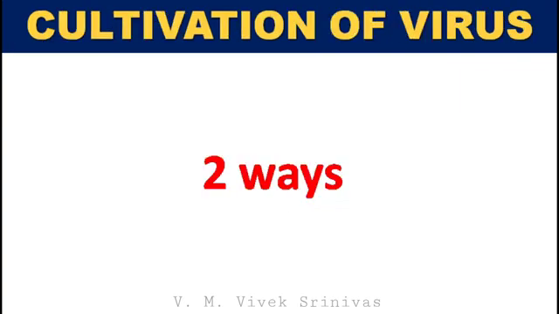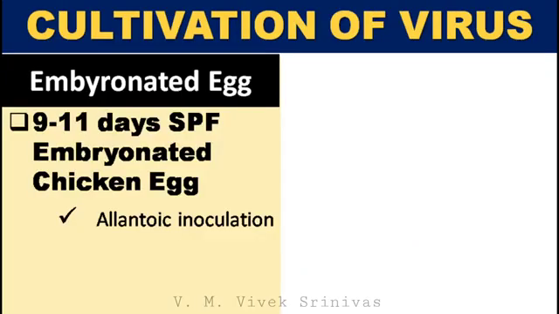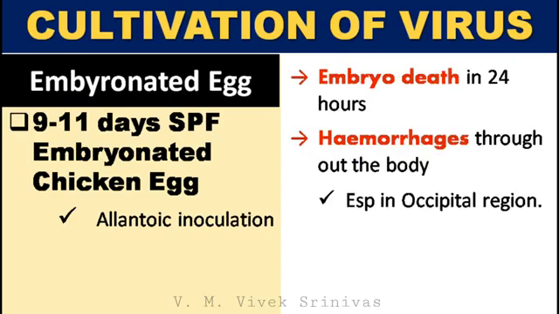This virus can be cultivated or isolated in the lab in 2 ways. Number 1. Embryonated egg inoculation. 9 to 11 day old specific pathogen-free embryonated chicken eggs are used. For this, the allantoic route of inoculation is done. Following inoculation and incubation, death of the embryo is generally observed in 24 hours. On embryo observation, hemorrhages throughout the body, particularly in the occipital region, are observed.